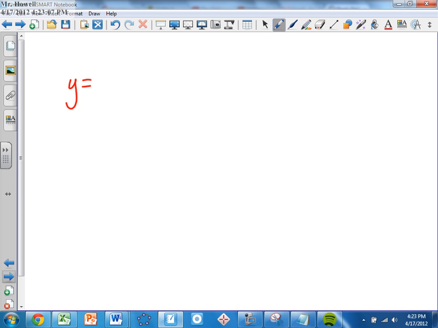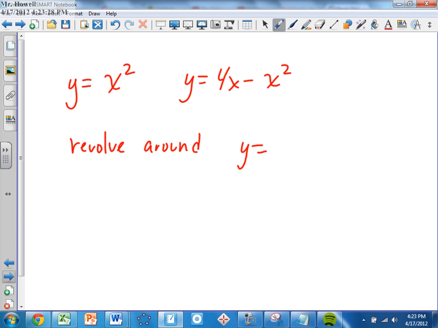All right, let's take a look at two functions. If we have the volume generated by y equals x squared and y equals 4x minus x squared, and we want to revolve it around y equals 6. So I want to take the region that's encompassed by these two functions, whatever that region may be, R, and revolve it around the line y equals 6.